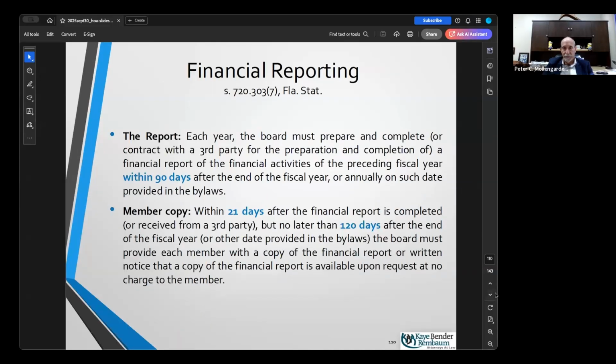Financial reporting. Every year you do a financial report, okay? And typically, you either prepare it or you do it with a third party. Usually it's a third party, your accountant, typically. You have to do a financial report for the preceding year, and it has to be done within 90 days after the end of the fiscal year or annually on the date provided by the bylaws. Within 21 days after the report is completed or received from your third-party preparer, but no later than 120 days after the end of the fiscal year or another date that's set forth in the bylaws, the board must provide each owner or each member with a copy of the report or written notice that it's available upon request at no charge.